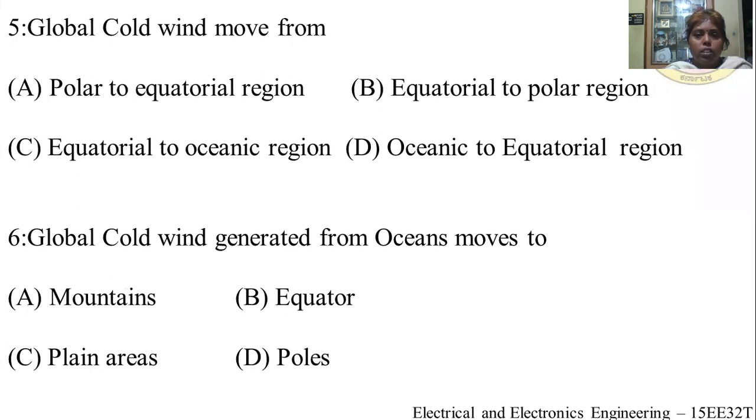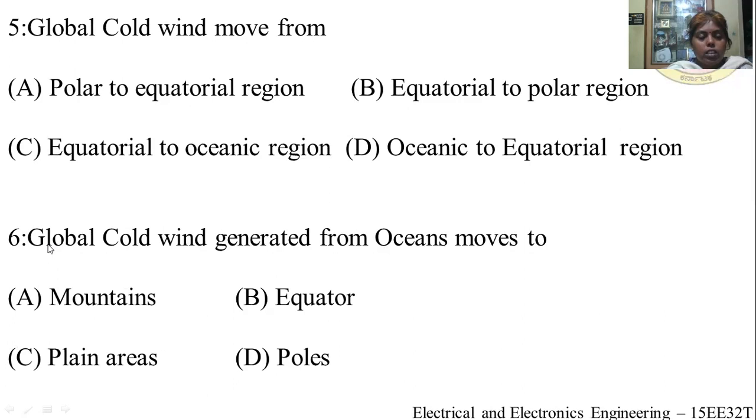Next, fifth one: global cold wind moves from dash. The choices are A, polar to equatorial region, B, equatorial to polar region, C, equatorial to oceanic region, D, oceanic to equatorial region. The correct answer is A, polar to equatorial region.